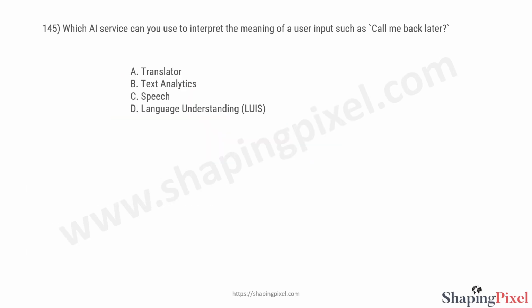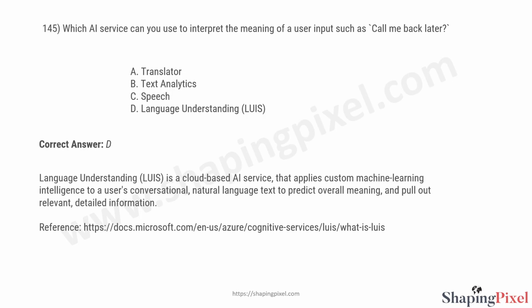So question number 145. Which AI service can you use to interpret the meaning of a user input such as "call me back later"? And we have the following four options: translator, text analytics, speech, language understanding. So the right option here is option D, language understanding. Language understanding is a cloud-based AI service that applies custom machine learning intelligence to a user's conversational natural language text to predict overall meaning and pull out relevant detailed information.